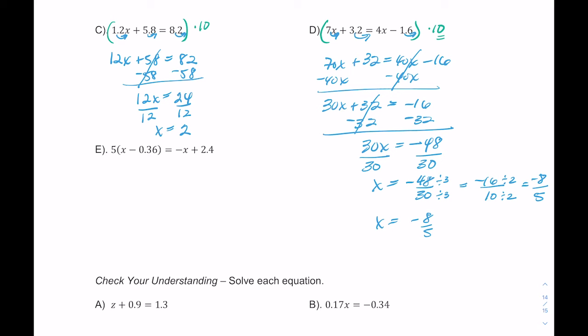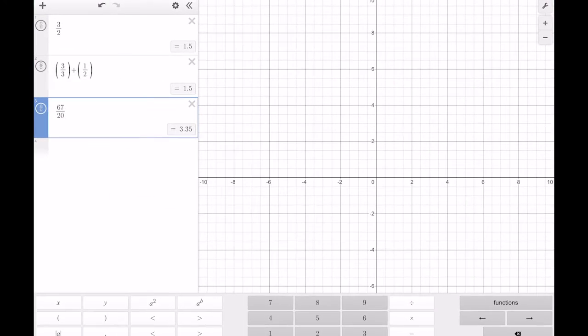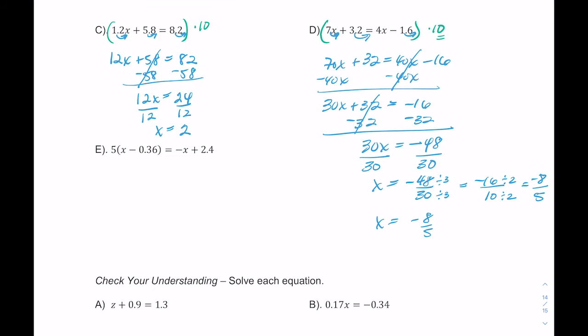If you wanted to write that as a decimal, again, to change a fraction to a decimal, just divide. So we're going to divide negative 8 divided by 5, and it comes out to negative 1.6. So that would be acceptable to write your answer like that too. So you could either put x equals negative 8/5 or x equals negative 1.6.